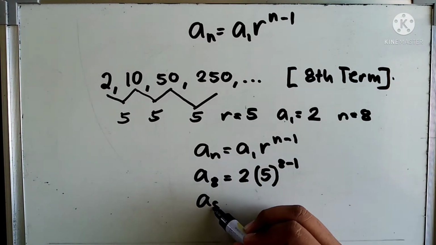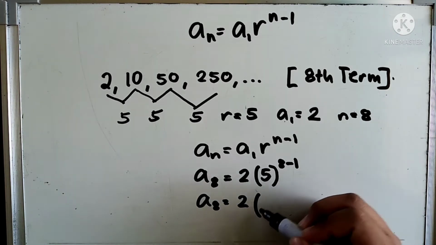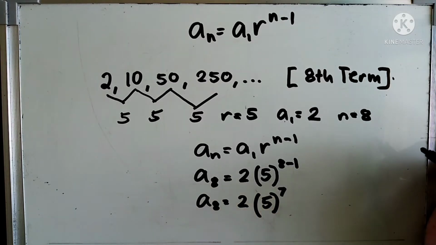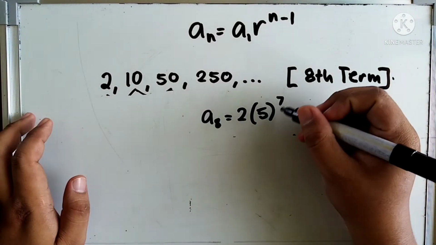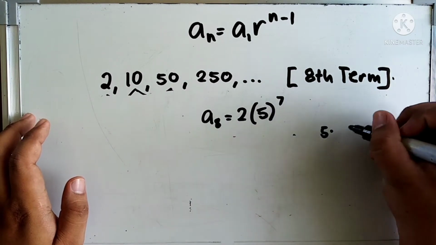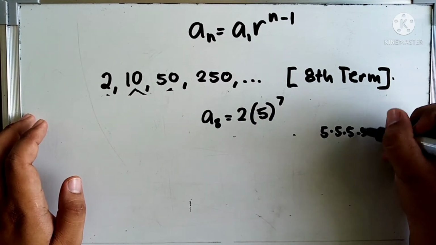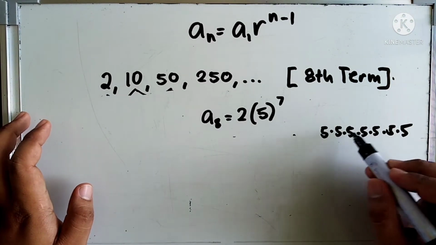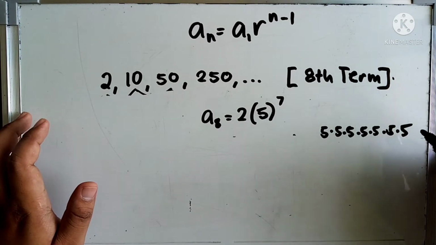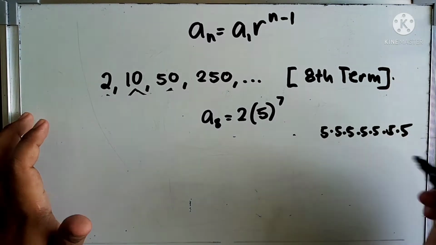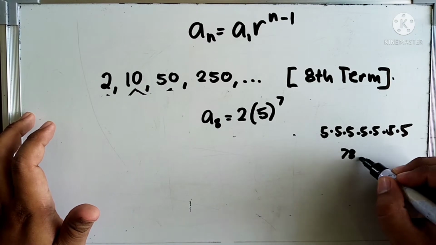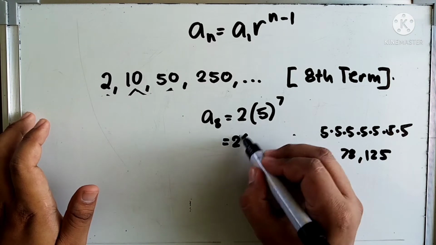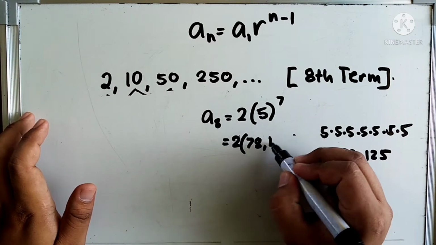So we have a sub 8 equal to 2 times 8 minus 1, that is 7. So 5 raised to 7. So 5 raised to 7, that means 5 times 5 times 5 times 5 times 5 times 5 times 5. So if we multiply 5 times 5 up to the 7th na 5, we will have 78,125. So it means 5 raised to 7 is 78,125.